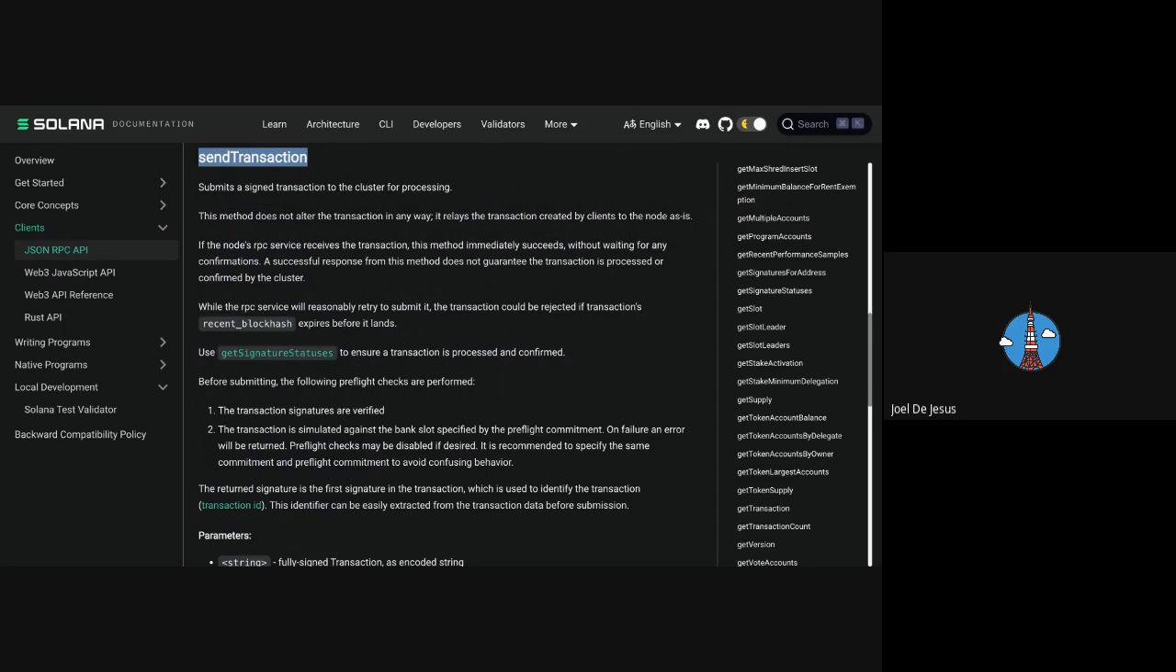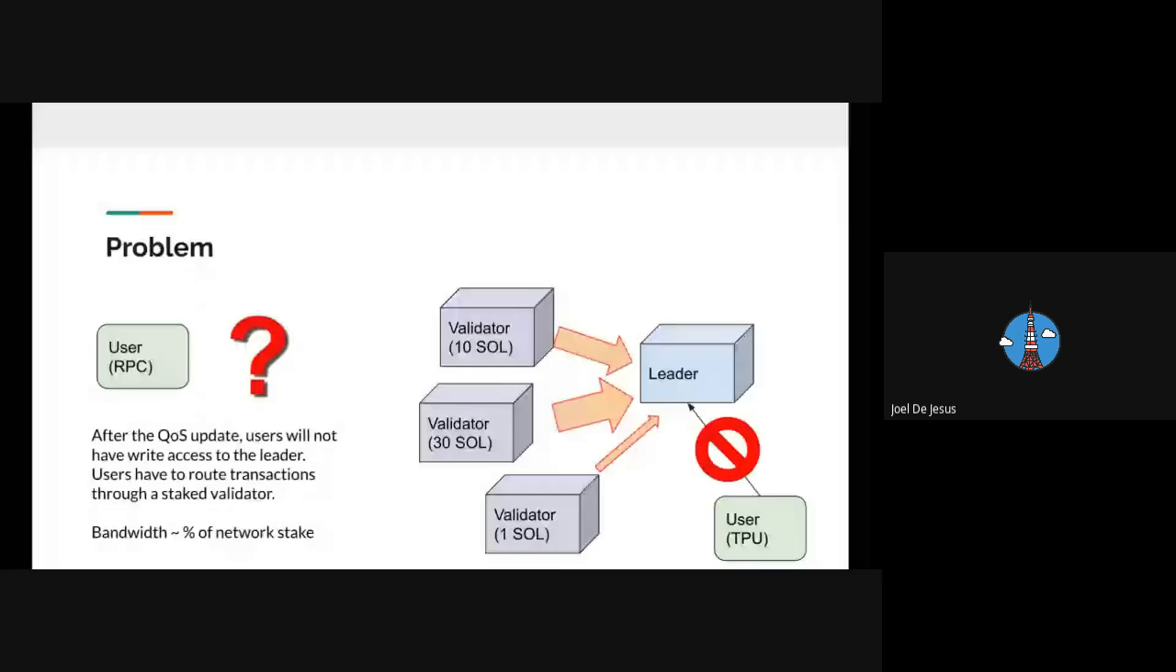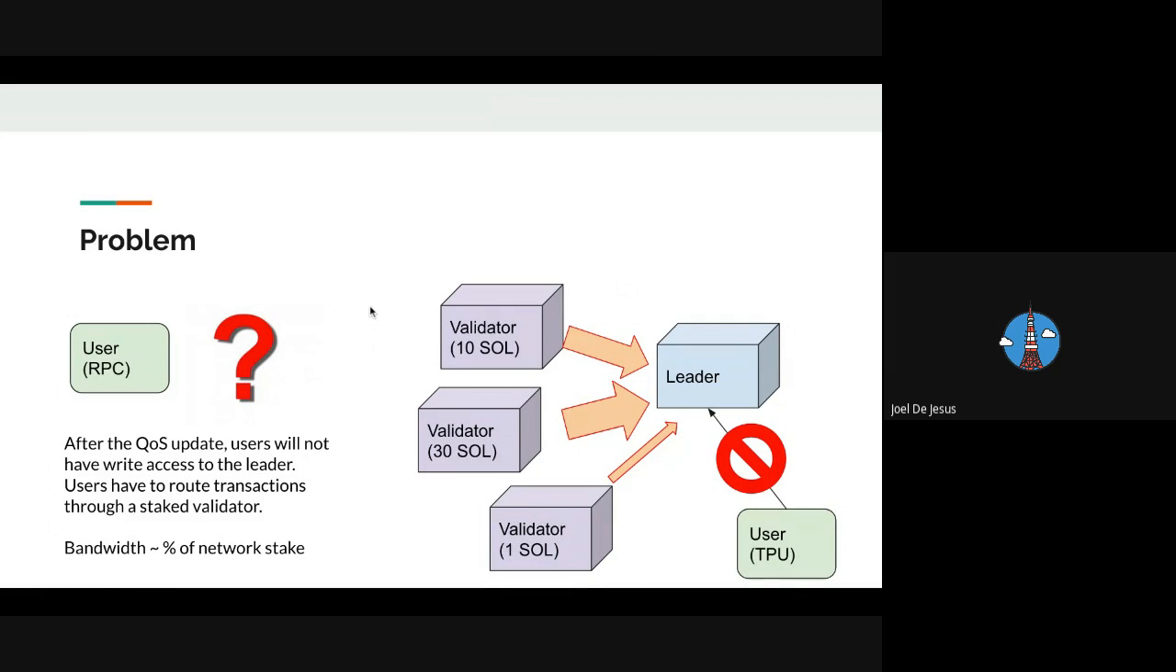For sendTransaction, the story's a little different. There is a process Alice has to follow to get her transaction into a block. Let me switch tabs here. This is my diagram here. Essentially, previously, Alice would have been able, as a user, to shoot her transaction directly to a leader.